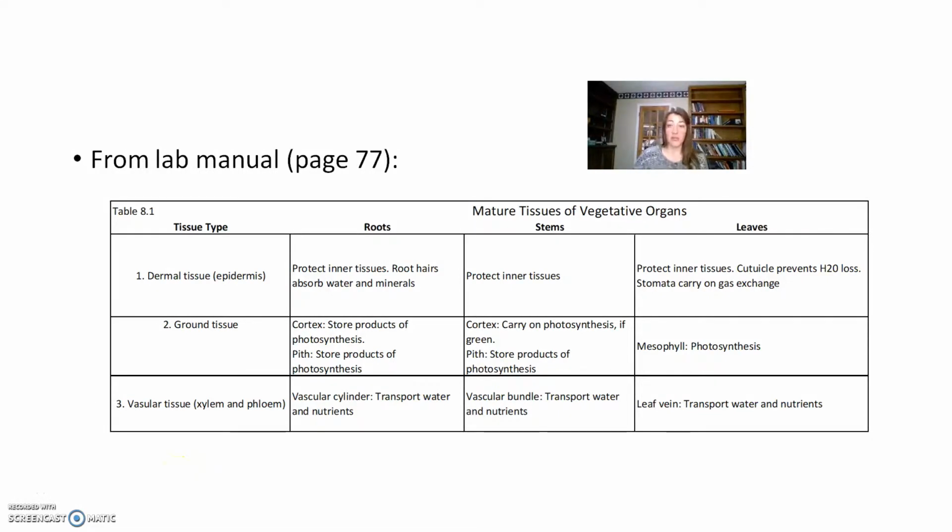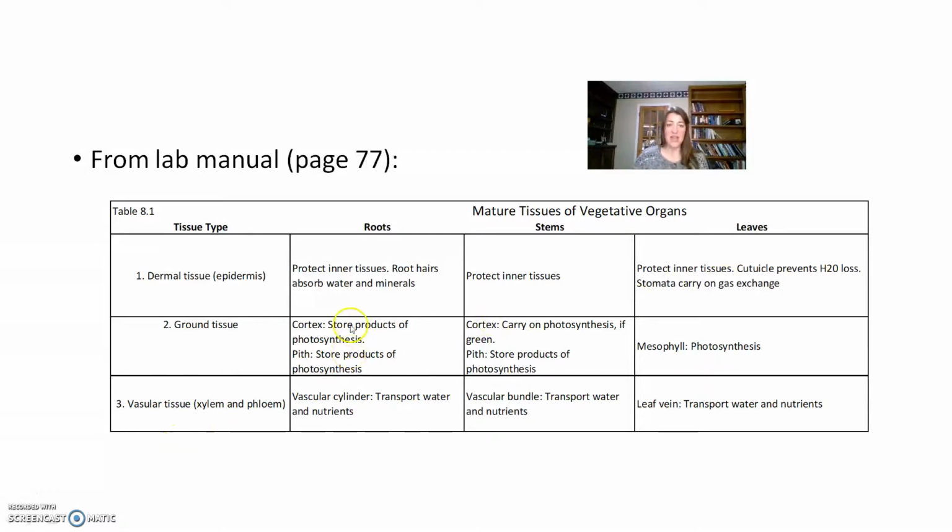So dermal tissue, or epidermis, in the roots protects the inner tissues and has root hairs that are used to absorb water and minerals. In the stems, it protects the inner tissues, and the epidermal tissue protects the inner tissues of the leaves, and it's the cuticle, which is a waxy substance on the surface of plants. If you touch a plant, it has that waxy feeling. That is actual dermal tissue, and it's wax. It's called a cuticle. The cuticle prevents water loss. The stomata, which are the holes in the plants, which we'll show you, means mouth. Stoma means mouth, and those carry on gas exchange.